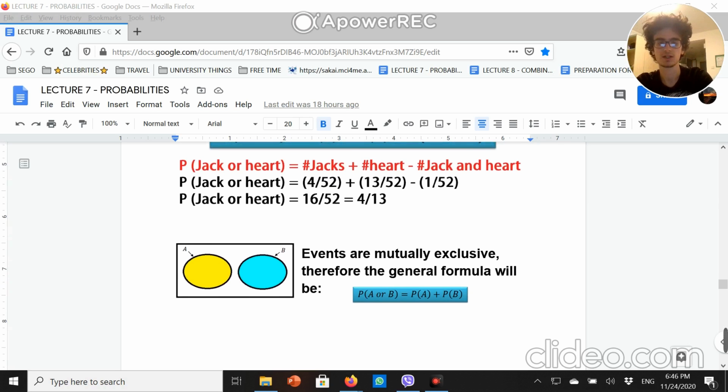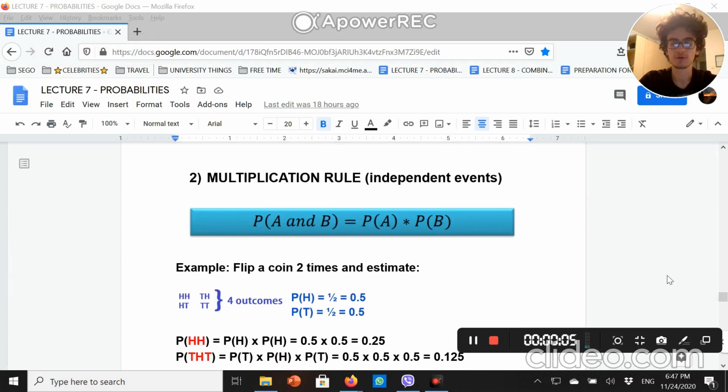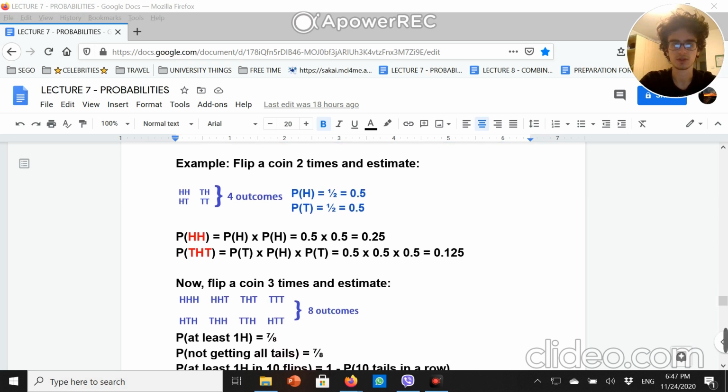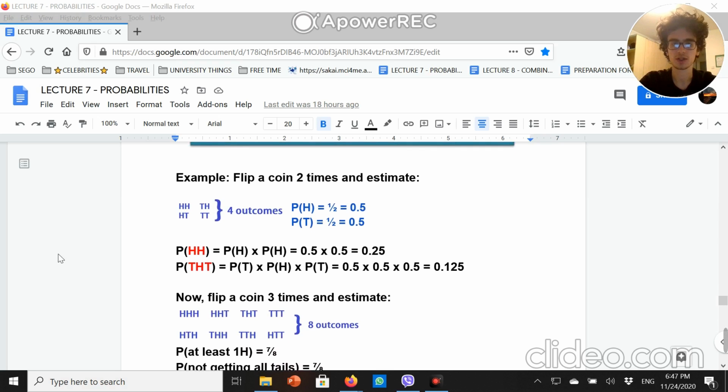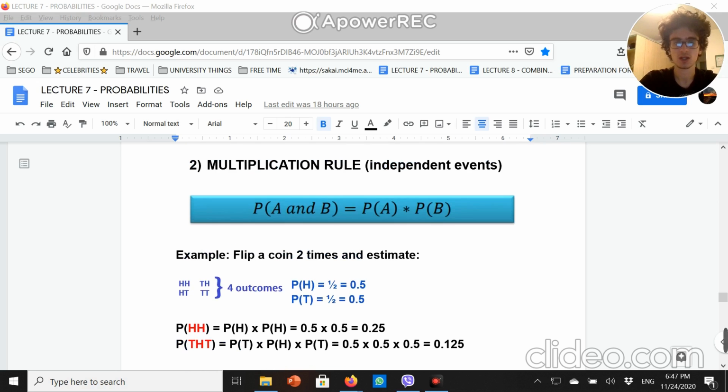Having said that, I'm going to move to the multiplication rule for independent events. The formula is: the probability of set A and B to occur equals the probability of set A times the probability of set B. Let's take a look at an example immediately. Flip a coin 2 times and estimate the probability of scoring 2 heads, and the probability of scoring tail, head, tail. Now let's first realize why this is an independent event.